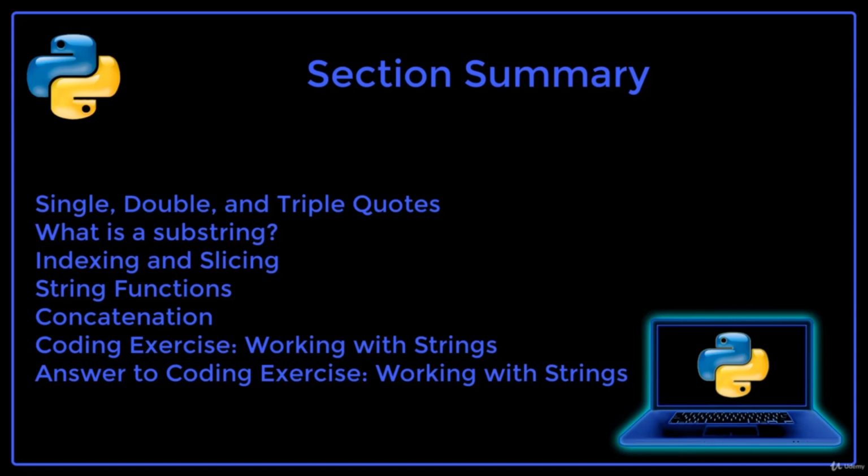In this lecture, we will look at a recap of what we learned in this section of the course. First, we learned about the different ways that we could specify strings in Python using single quotes, double quotes, or triple quotes. Then we looked at the concepts of indexing and slicing and how they apply to strings. Python has several functions that we can use when working with strings, and we learned about them in the lecture on string functions. After that, we learned about the concept of string concatenation. Finally came a hands-on coding exercise that tested the skills that we learned in this section of the course.